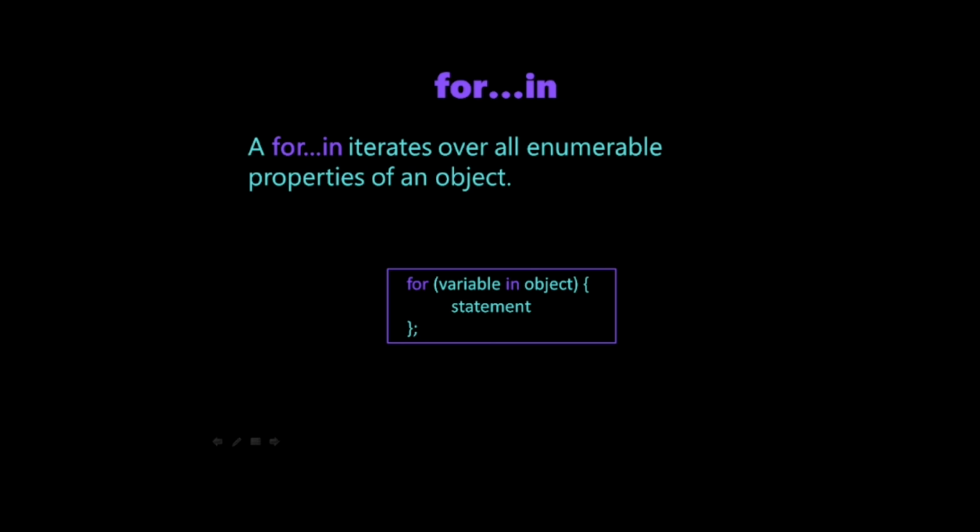And this is our last loop, for in, which iterates over all enumerable properties of an object. And it looks the same like for of loops. We have variable in object and the statement, but we are iterating over an object.